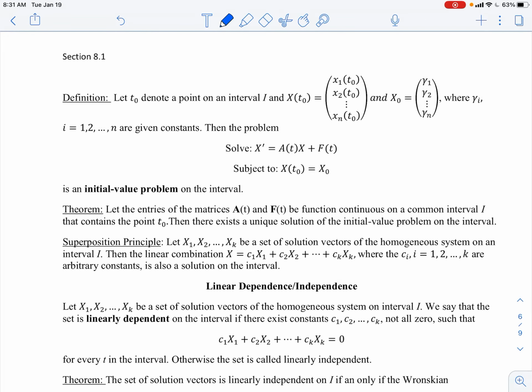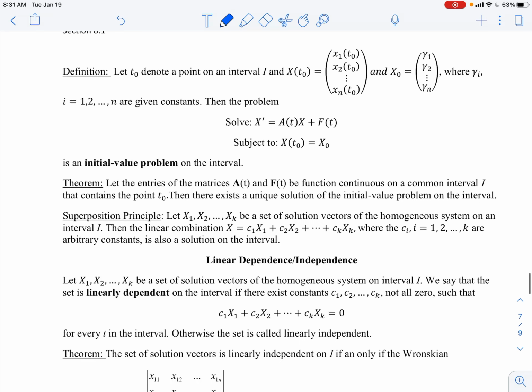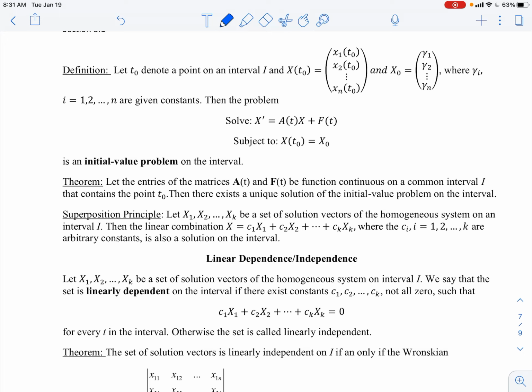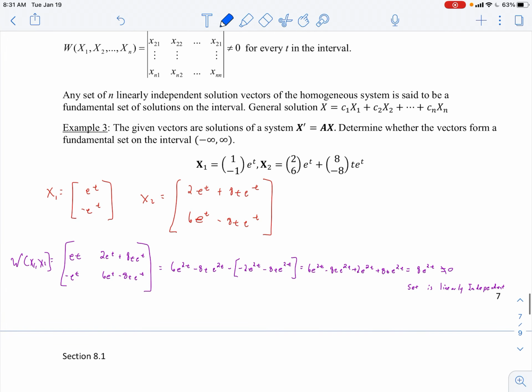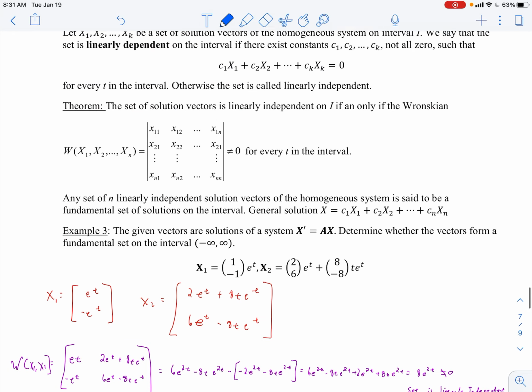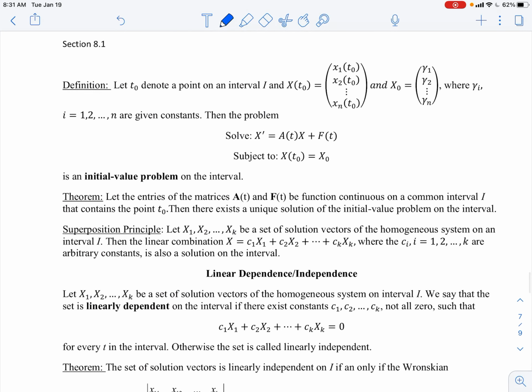Alright, welcome to the last video for this section. We're just going to go over some brief vocabulary and some definitions, and then we're going to look at a few solutions, how to check for solutions and see if it's linearly dependent or independent.